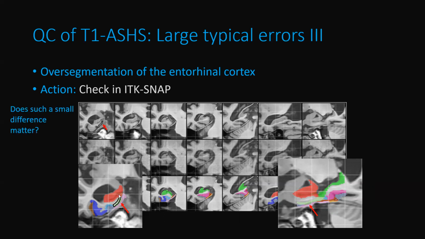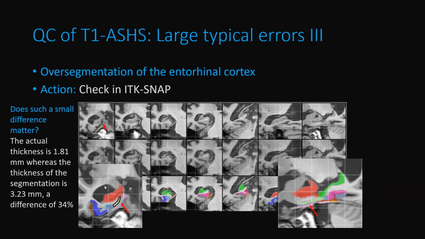So maybe you think this is such a small error, does that really matter? So what I did is for this slice, I checked the actual thickness of the cortex, which was 1.18 millimeters, versus the thickness of the segmentation, which was 3.23 millimeters, and that was a difference of 34%. So that's actually quite a large difference, especially if you would be looking at thickness measurements, but in general, that's a big difference. So yes, this could potentially be a problem, or this is a problem, and you would want to check this further and either exclude or edit if we determine that this is a problematic case.